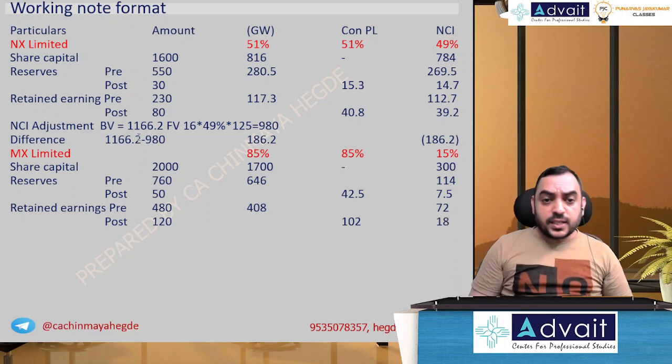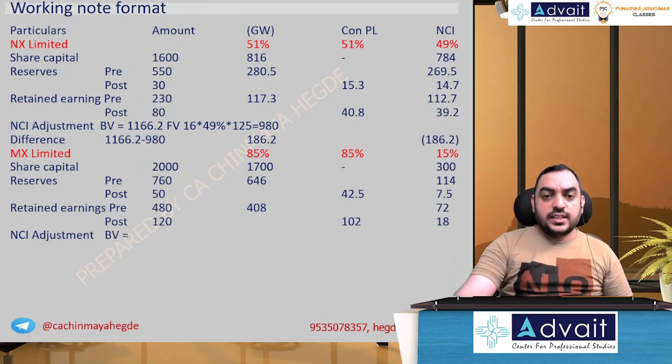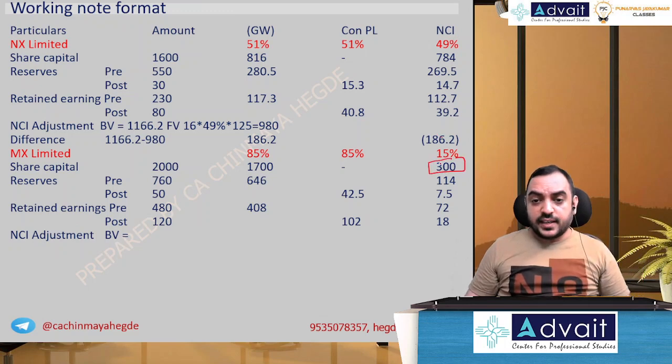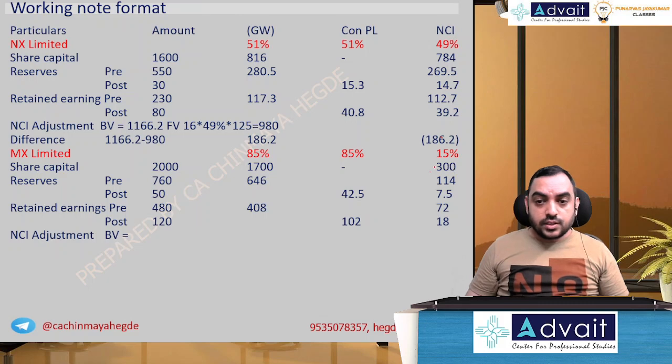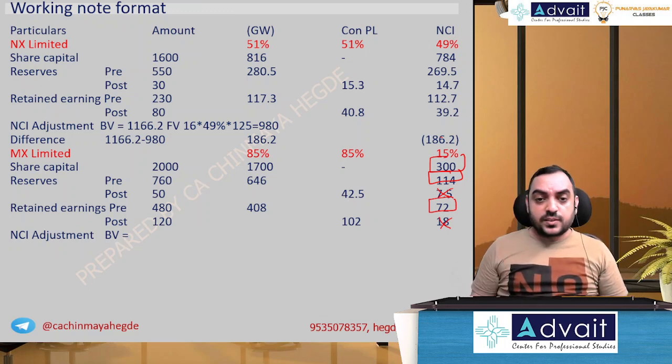Okay, so what else will come? Just like there we had, here also we will have NCI adjustments. Book value is comprising of the NCI on the date of acquisition. Share capital 300 will take. Yes, 114 will take. 7.5 will not take. 72 will take it. 18 will not take. So any pre-acquisition element, NCI on the date of acquisition.